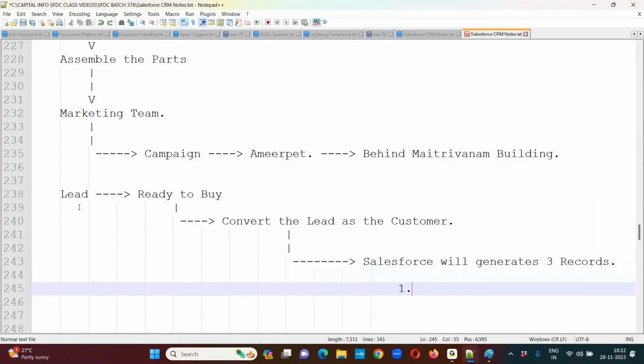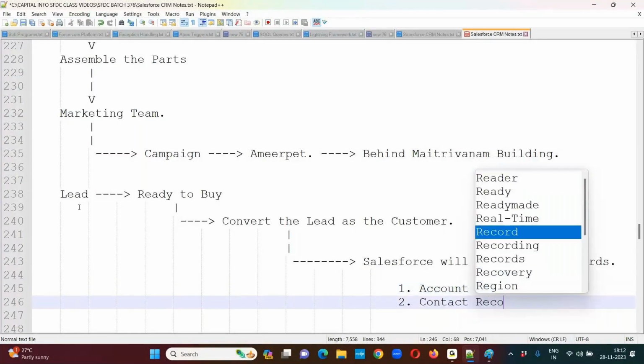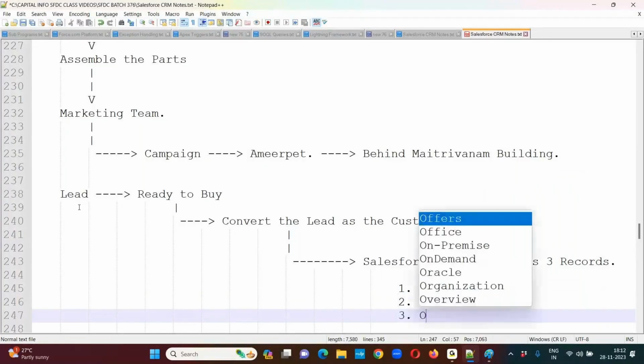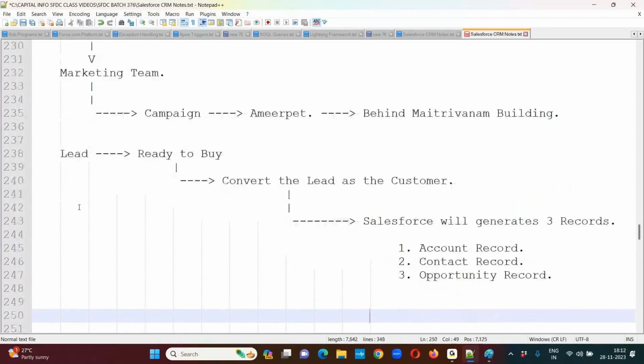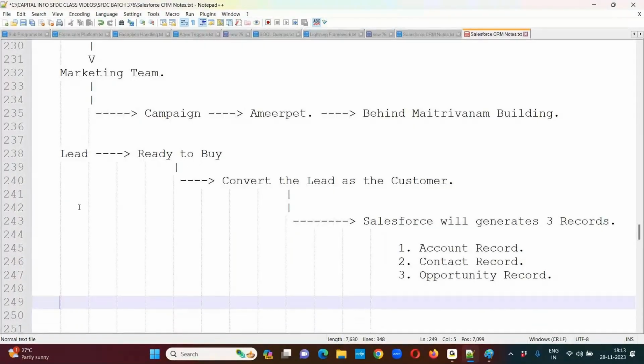First one, an account record. Second one, a contact record. Third one, an opportunity record. These are the three records generated by Salesforce whenever we convert the lead as a customer: an account record, a contact record, and an opportunity record.